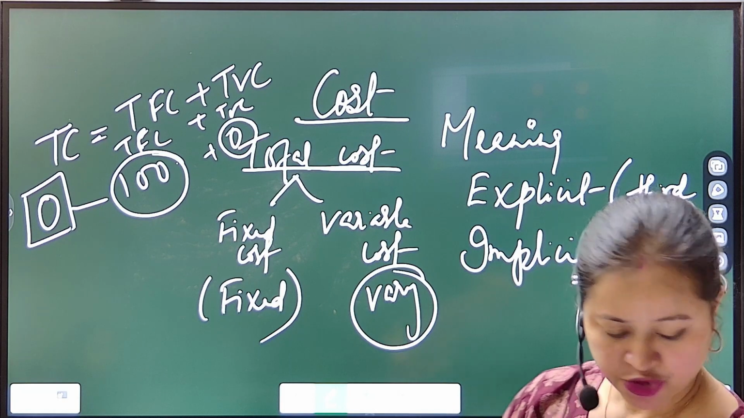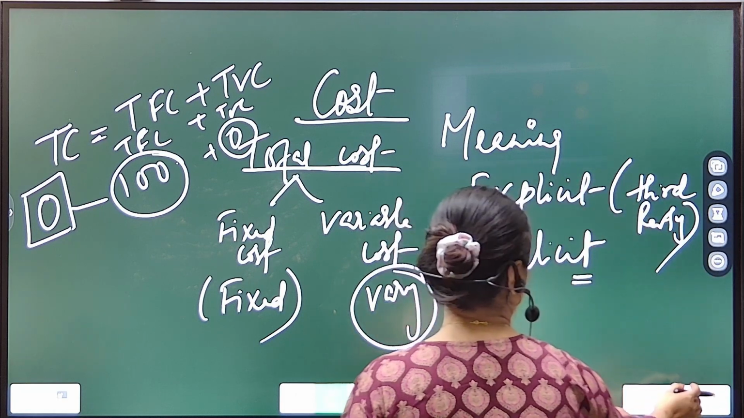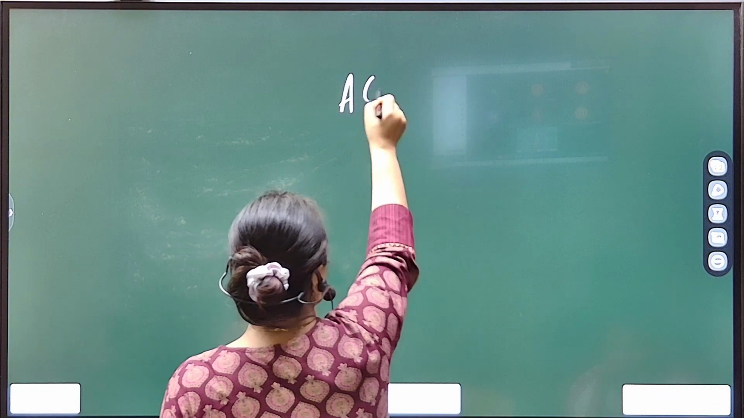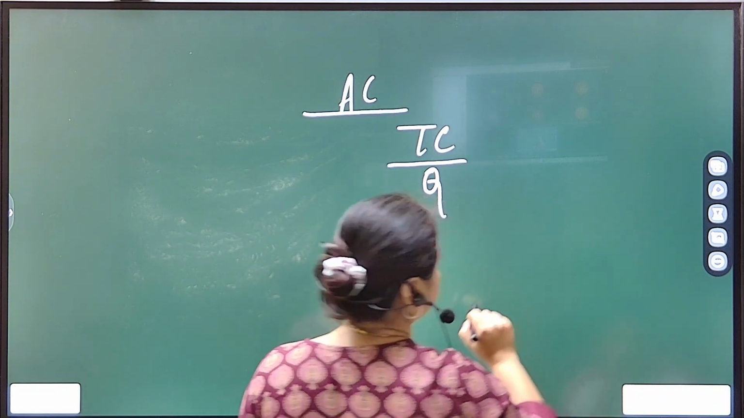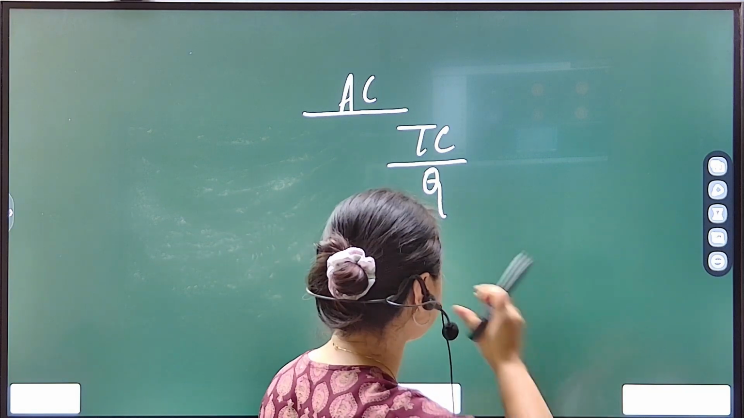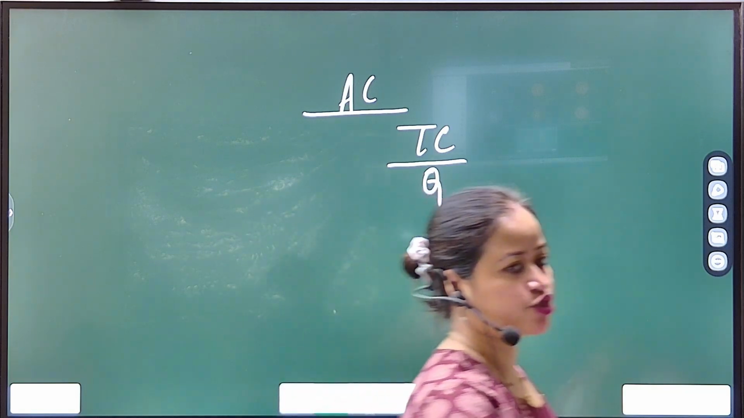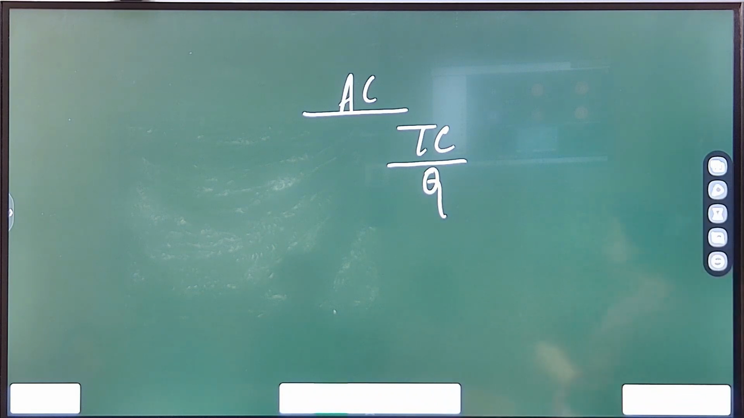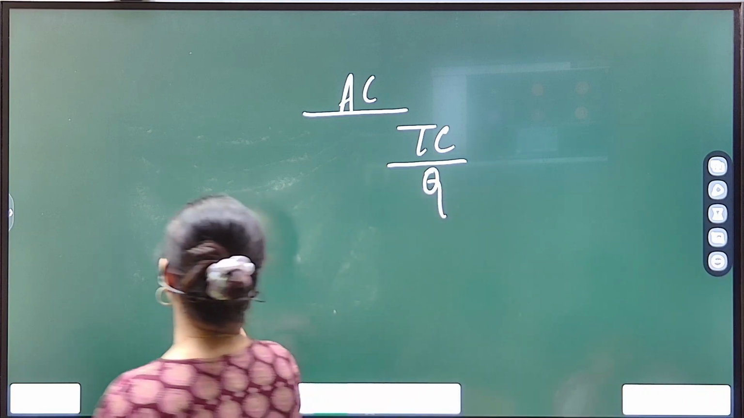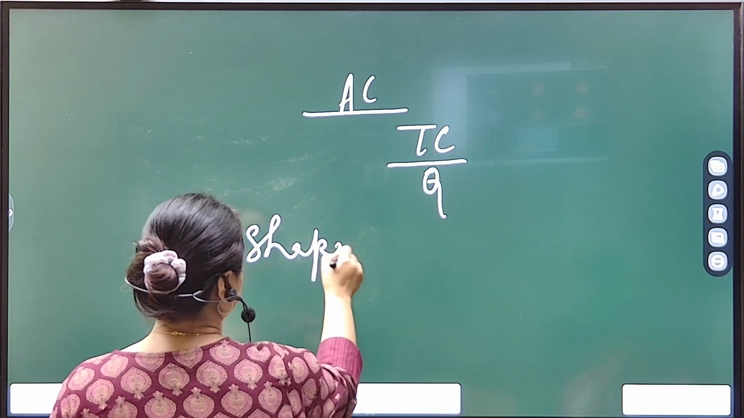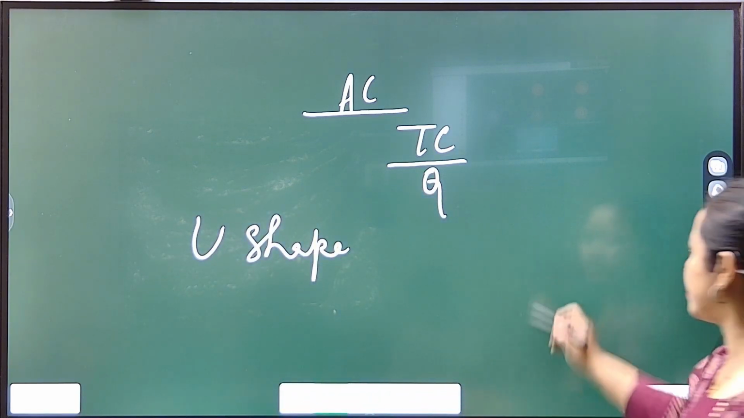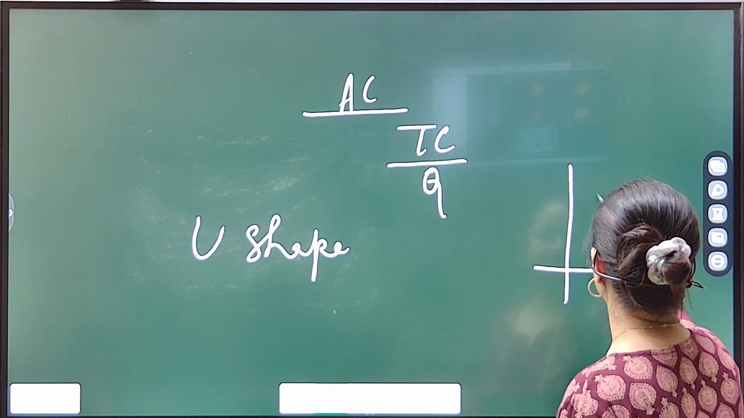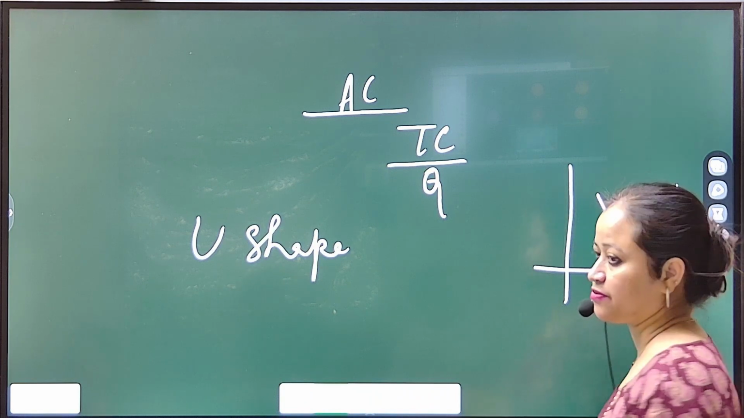Fine. So now we'll start with AC, average cost. Here, AC is TC divided by Q. Q is quantity. So total cost divided by quantity is average cost. So how is the AC curve? The AC curve is U shape, that you remember. It's in your study material, it is U shape. Fine, you can also draw it next to your AC, the U shape AC curve.